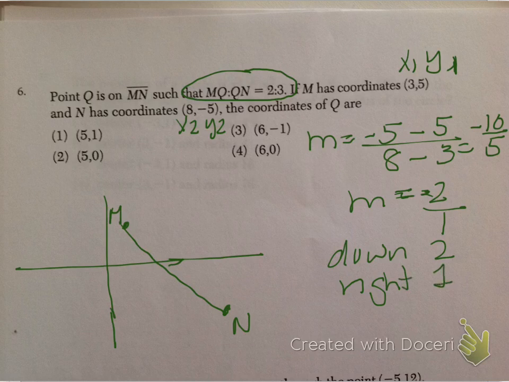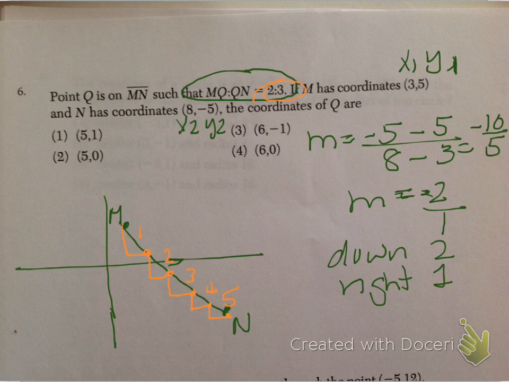So I go down 2 and to the right 1, and here's a point. And I go down 2 and over 1, and you would do this on graph paper, and you're going to keep going, and keep going, and keep going. So how many line segments do I have here? Here's line segment 1, 2, 3, 4, 5. And I know that's right because 2 plus 3 is equal to 5.